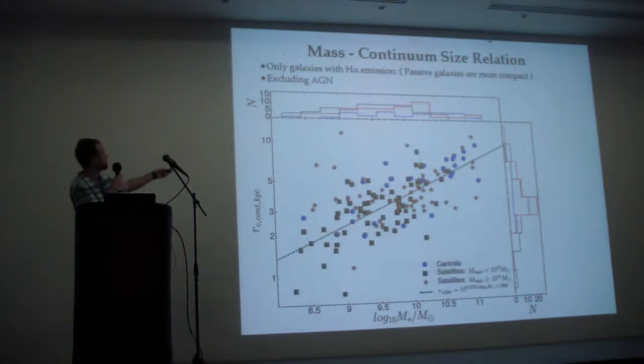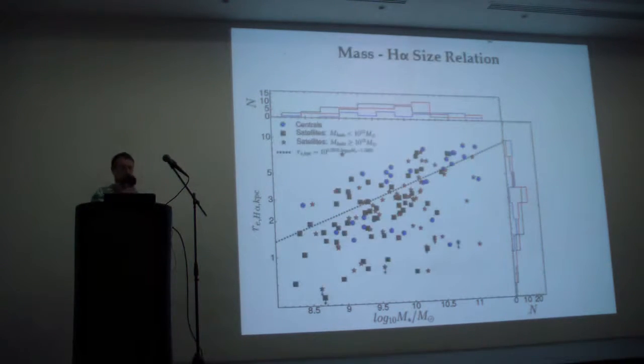So this shows galaxies with H alpha emission. The passive galaxies have been excluded from this plot, they're more compact. We're looking at the continuum half-light radius versus stellar mass, and we see a nice relation. Not so exciting, so I'll move to the next one. Now we're looking at the half-light radius of H alpha versus stellar mass, and the line through those points here is just the line from the previous plot, it's not a fit or anything like that.